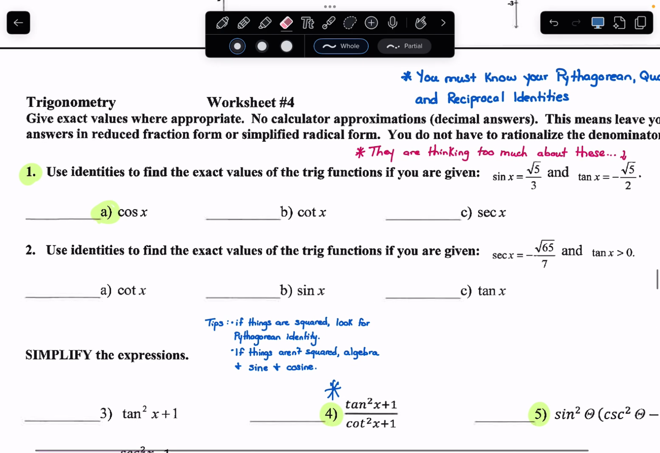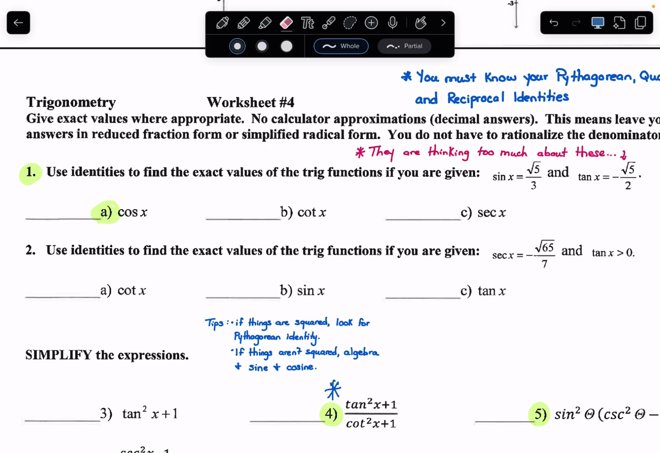I have a note right here that says they are thinking too much about these. So you guys spent a lot of your time on numbers 1 and 2 whenever we worked on our worksheet, and we shouldn't be, okay? So the first one, both of them are good. Numbers 1 and 2 are good examples. I just picked number 1 because it was number 1. That was literally my train of thought. Okay, nothing fancy about it.